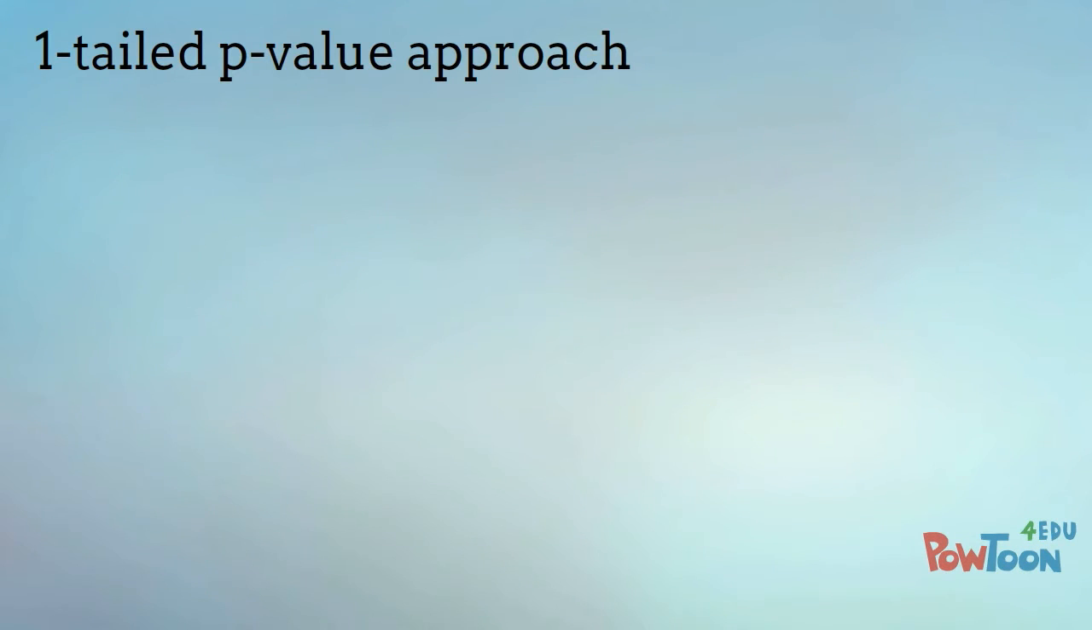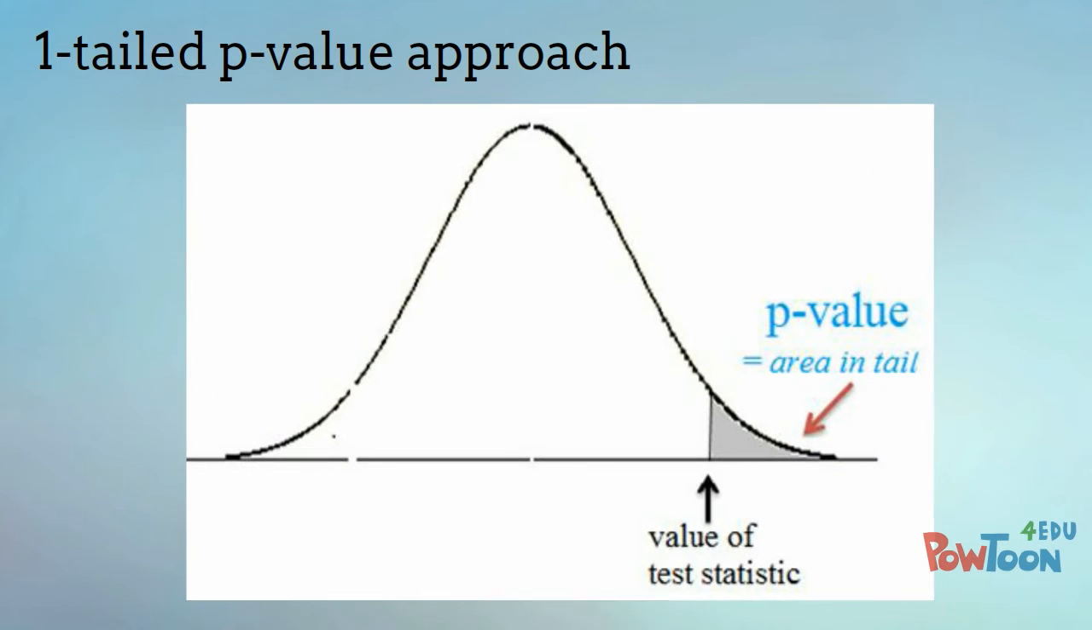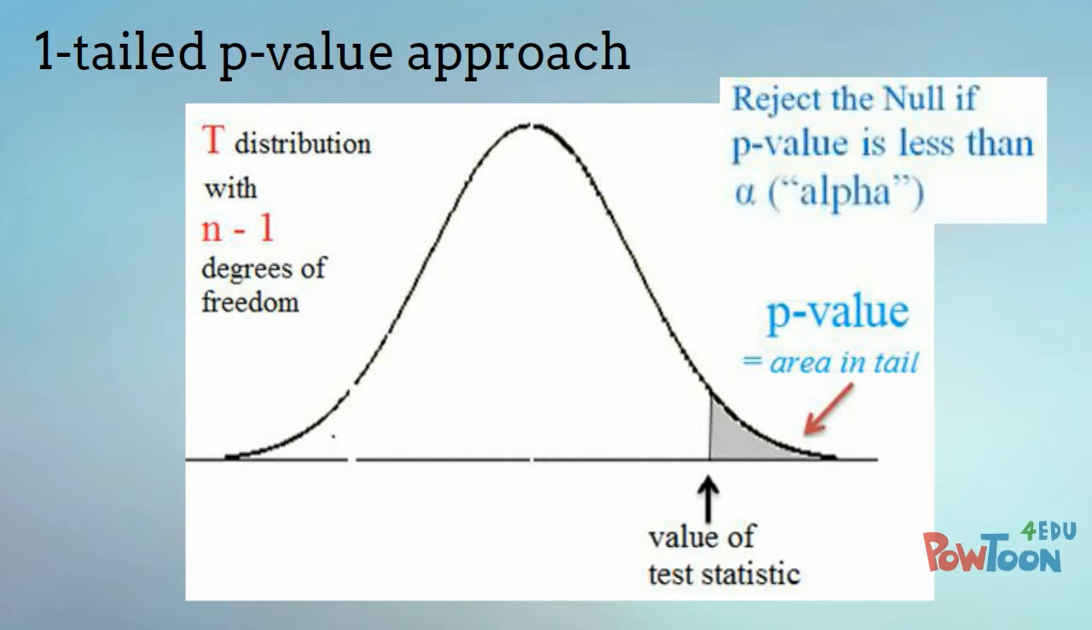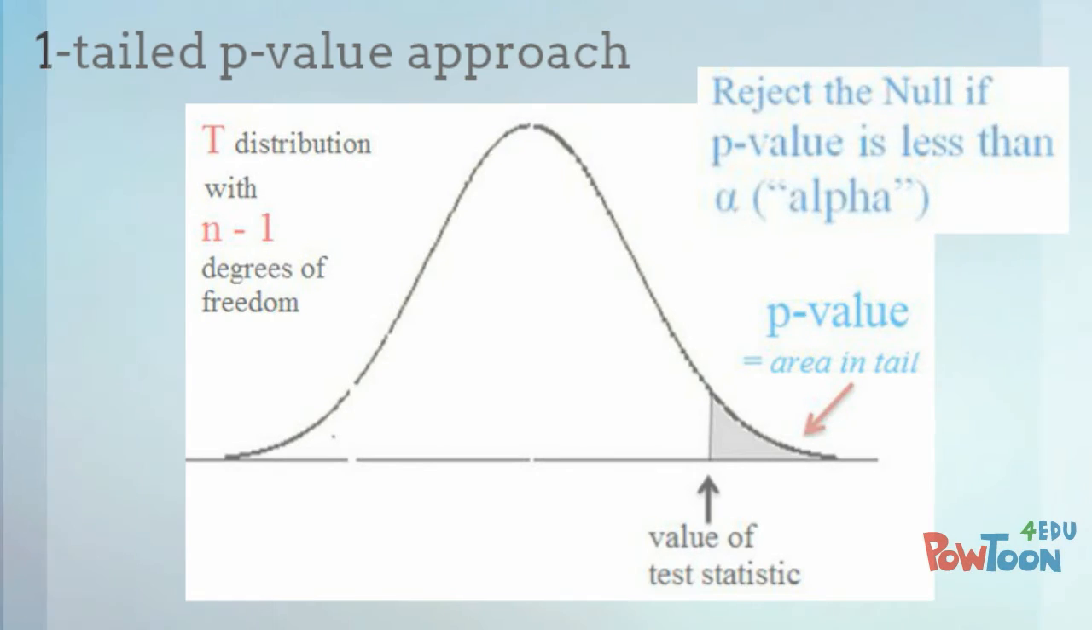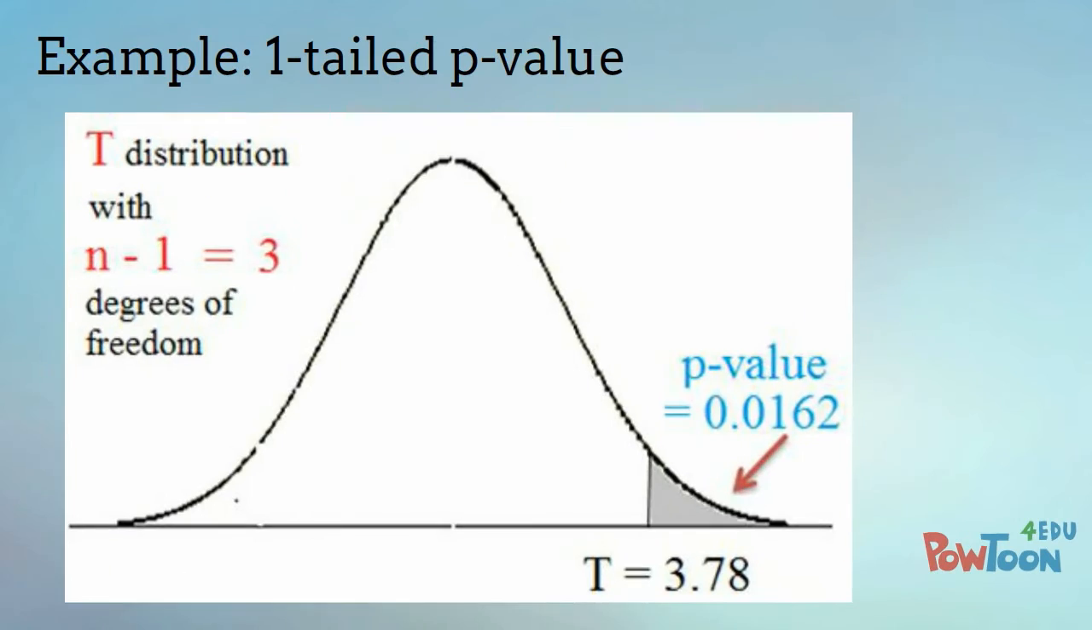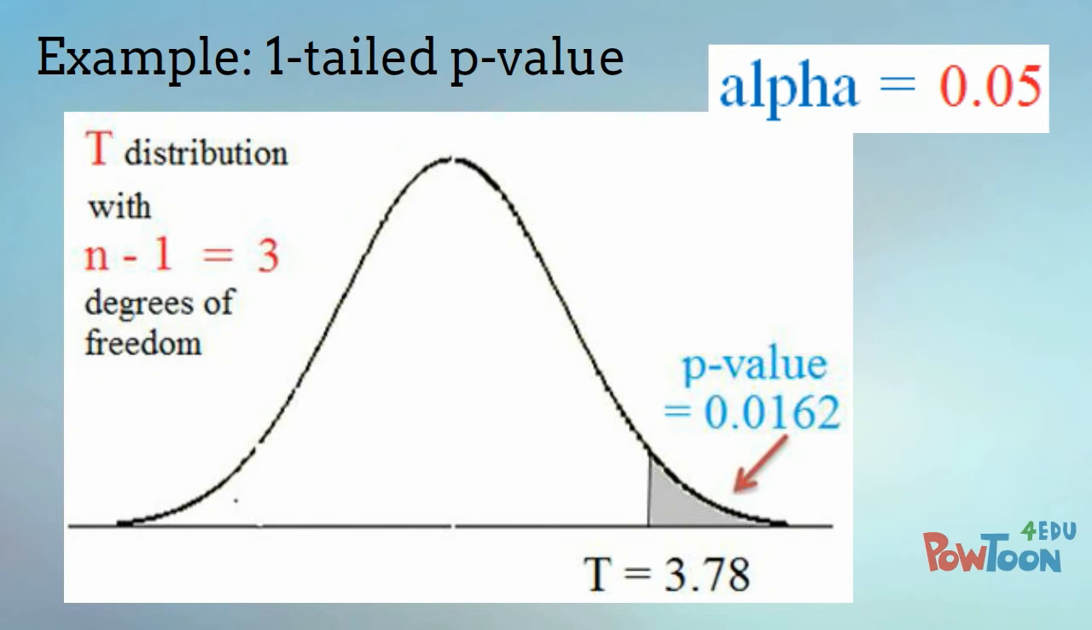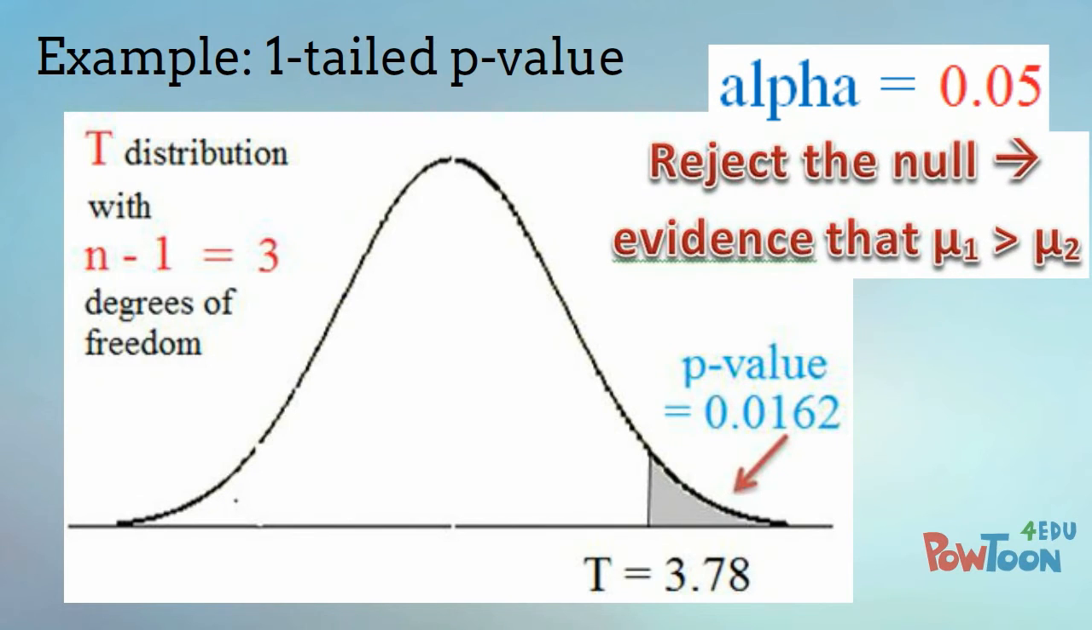If instead we use a p-value approach for this one-tailed test, the p-value is the area to the right of the value of the test statistic on a t with n-1 degrees of freedom, and we reject the null if the p-value is less than alpha. In our example, for 3 degrees of freedom and a test statistic of 3.78, the right-tailed p-value is 0.0162, and so if alpha is 5%, we reject the null and conclude there is evidence to suggest mu1 is greater than mu2.